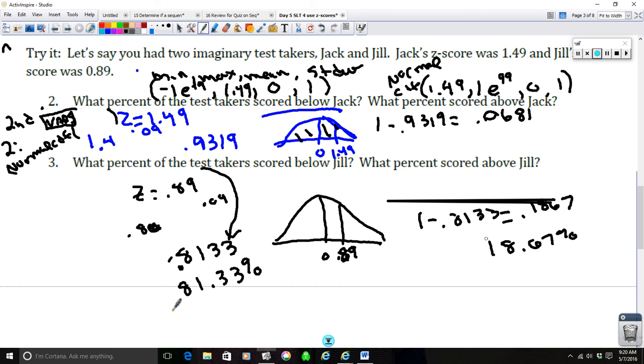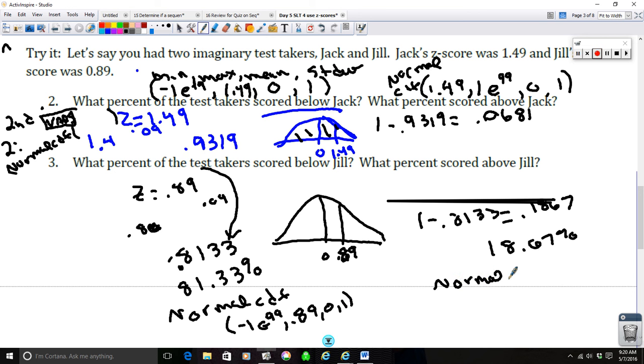If you're using the calculator instead of the chart, you're using normal CDF for negative 1e99, 0.89, comma 0, comma 1, and you'll get that exact value. And again, for greater than, normal CDF for 0.89 and a very big number, you can use 1e99 or 10,000, 0 and 1, also is going to give you that same value here. So you'll get these same answers written as decimals.